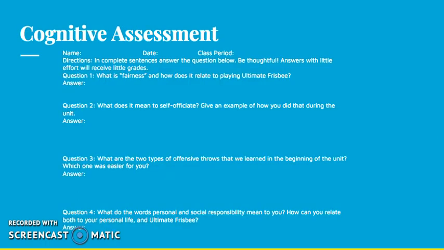This is our cognitive assessment. It is written and formal. It's also sort of a template that you could use with any other sport or activity.